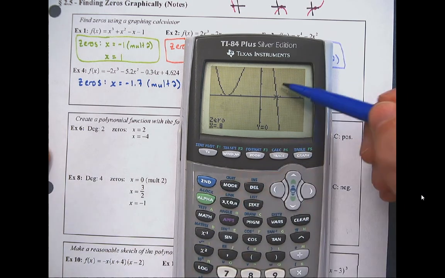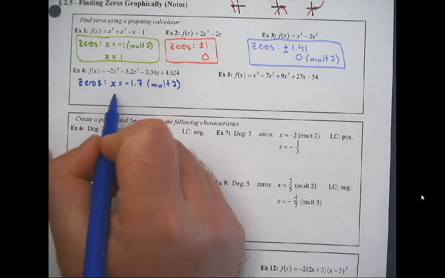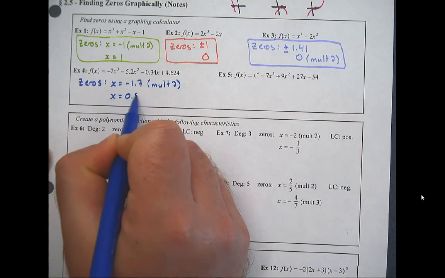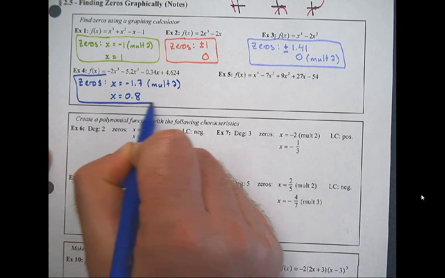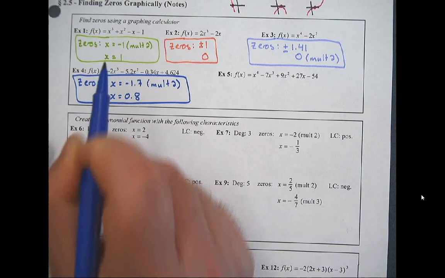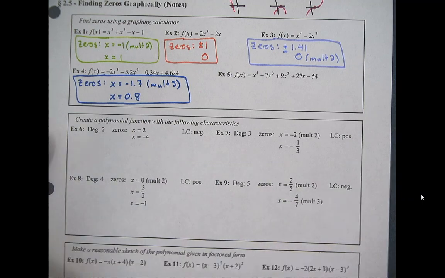0.8. Now, does that bust through or bounce? Bust through, and it busts through basically straight. So x equals 0.8, which makes sense because we already had a multiplicity 2. That's 3 for our total of 3 zeros. If you haven't yet, pause and do the last one. Okay, let's see how you did.